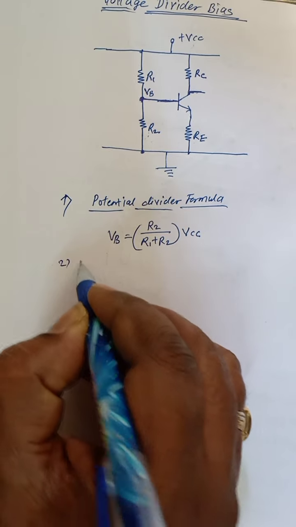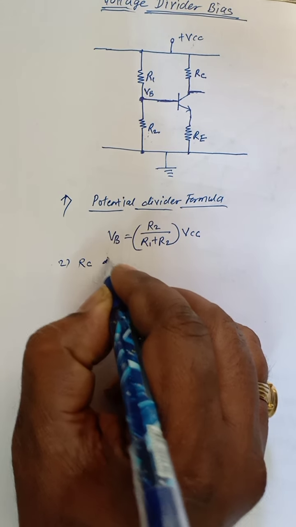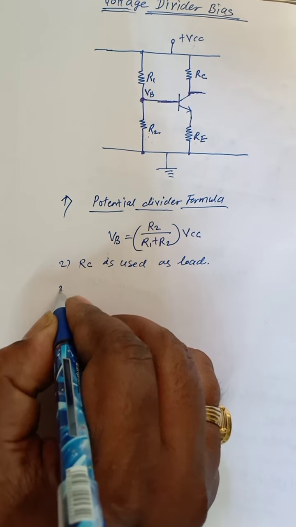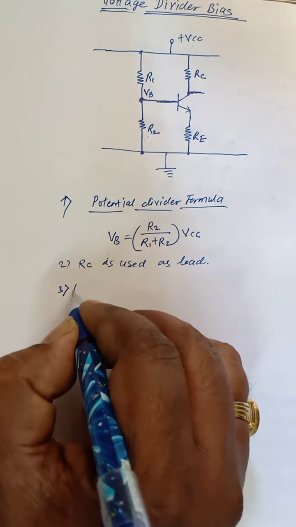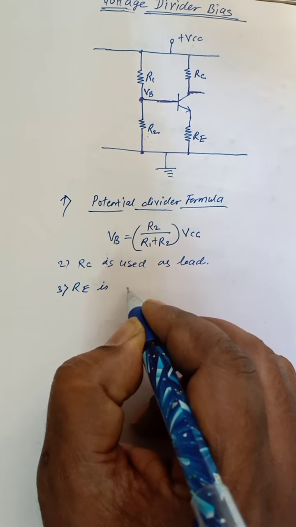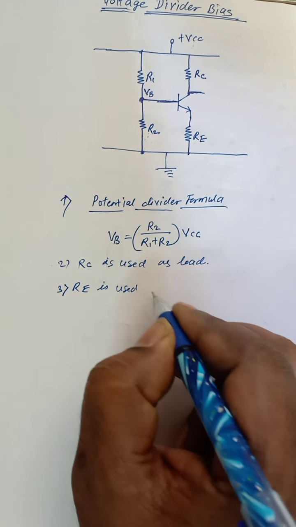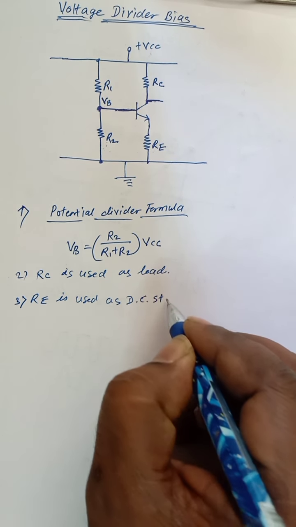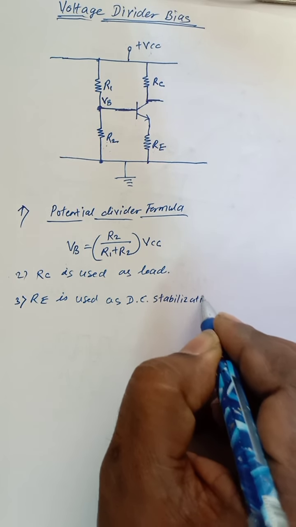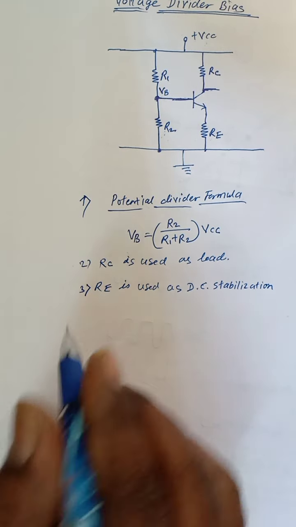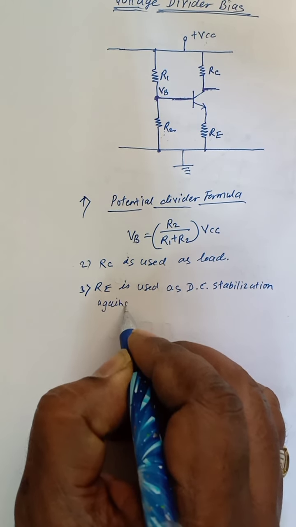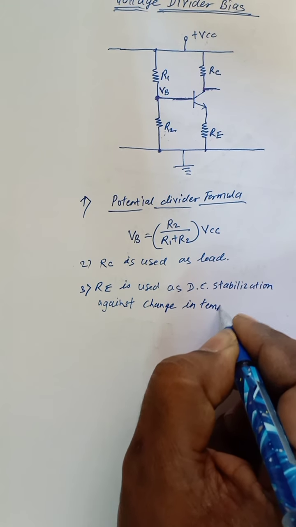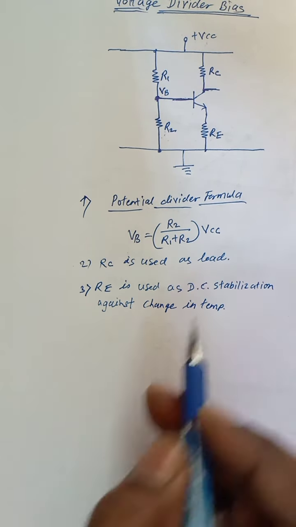So RC is used as a load. Third, the use of RE is DC stabilization against change in temperature. Okay, so this is the work of the RE.